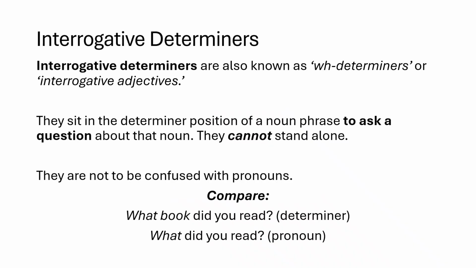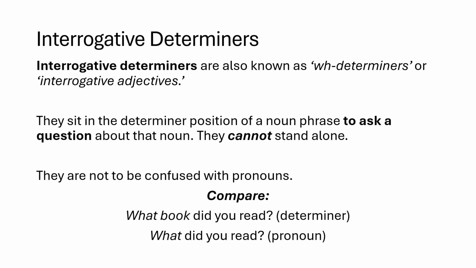Interrogative determiners are also known as WH determiners or interrogative adjectives. They sit in the determiner position of a noun phrase to ask a question about that noun. They cannot stand alone. They are not to be confused with pronouns.